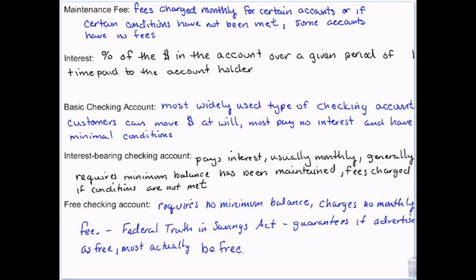And there was a big scandal many years ago, which resulted in the writing of the Federal Truth in Savings Act. The Federal Truth in Savings Act guarantees that if a bank or credit union or something says that it's a free account, it has to be a free account. They cannot charge you monthly fees. They cannot charge you fees for falling below a minimum balance. The only thing they can charge you would be like an overdraft fee, but that's because of something you did. They can't charge you fees just for using the account. So if they say it's free, it has to be free, and you're protected federally by that.